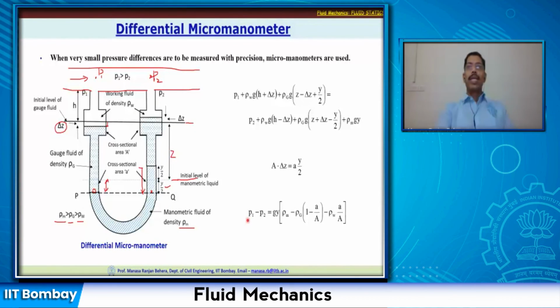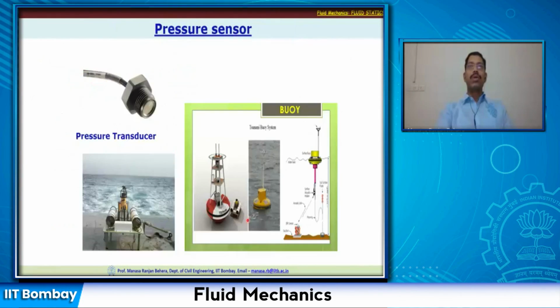So I think with this we'll stop. There are other pressure sensors which are also available. These are pressure transducers, where you will have a diaphragm here, and this diaphragm will be deflected due to the pressure acting on it, and that deflection is measured electronically and transferred. There are different ways of measuring pressures nowadays.